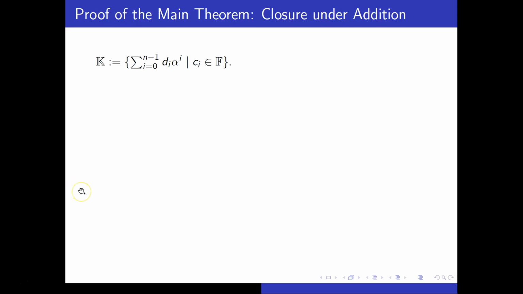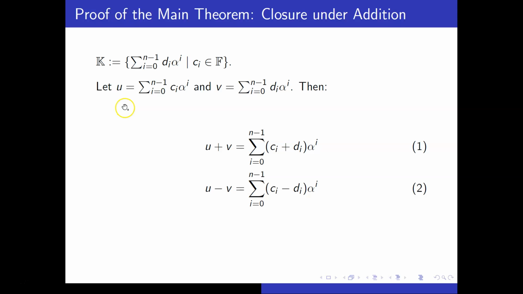Okay, so let's start with closure under addition. All right, so the elements of K, they are linear combinations of the powers of alpha. So if I take 2 elements in there, let's call them U and V. So one is some linear combination with coefficients Ci, the other one is coefficients Di. If I take their sum, well, then it's essentially a component-wise operation. So I'm adding the coefficients of each one, for each power of alpha.